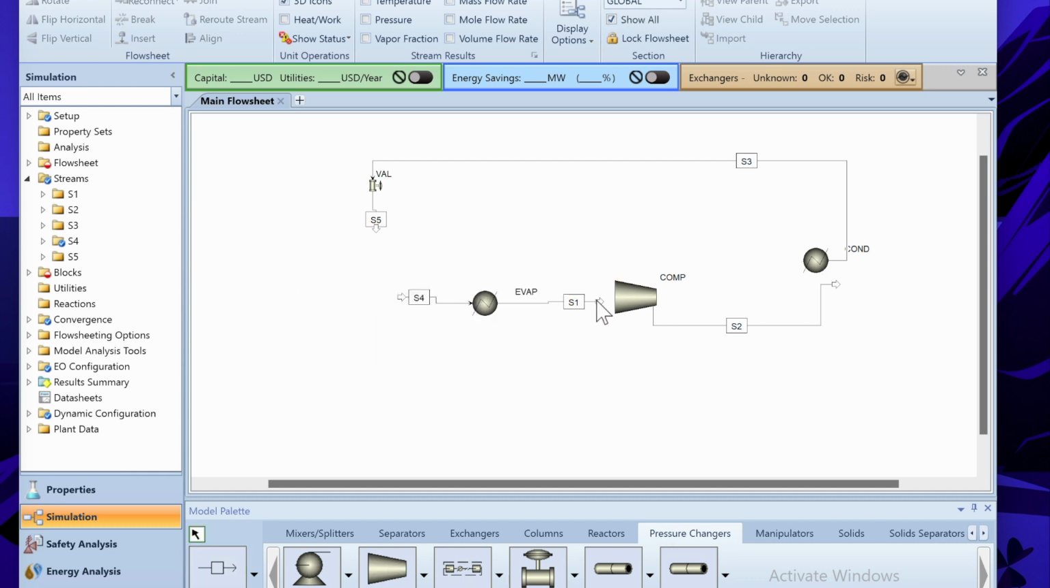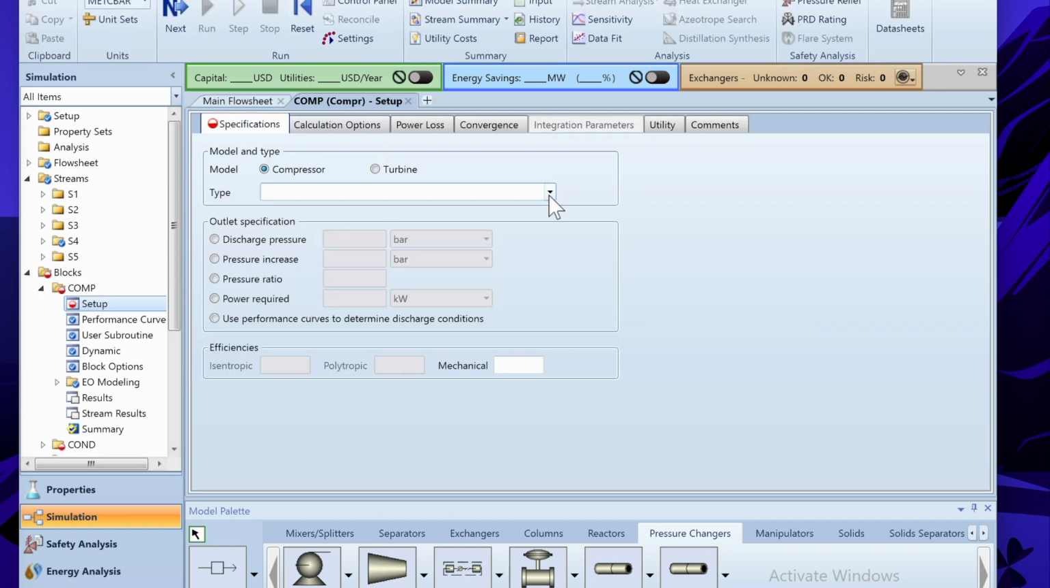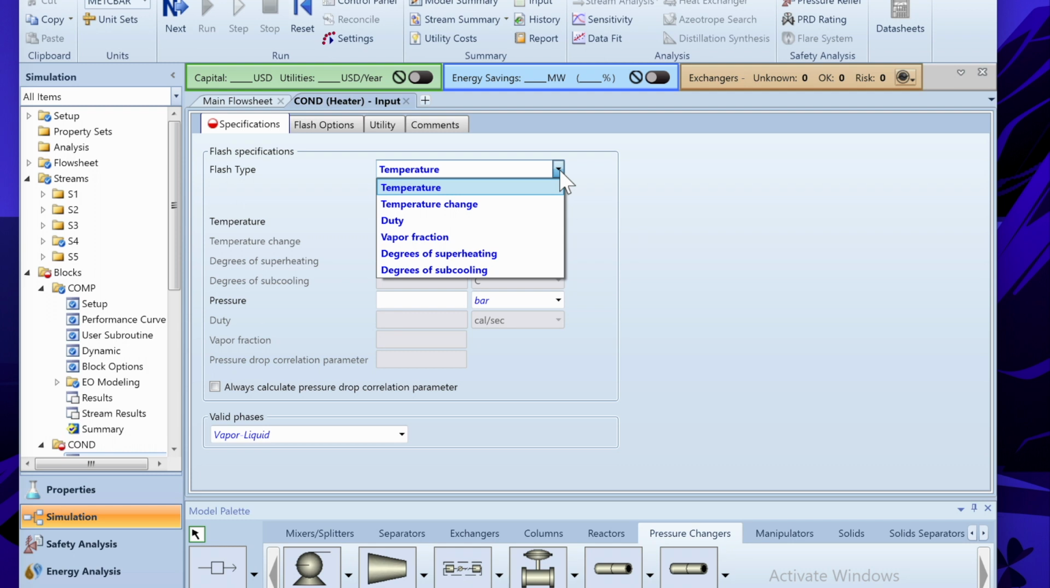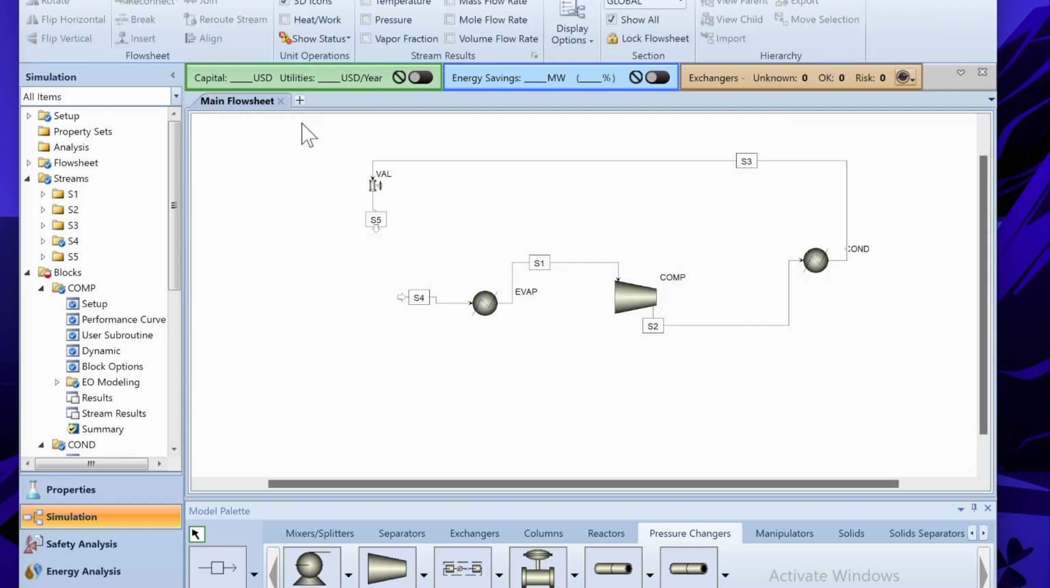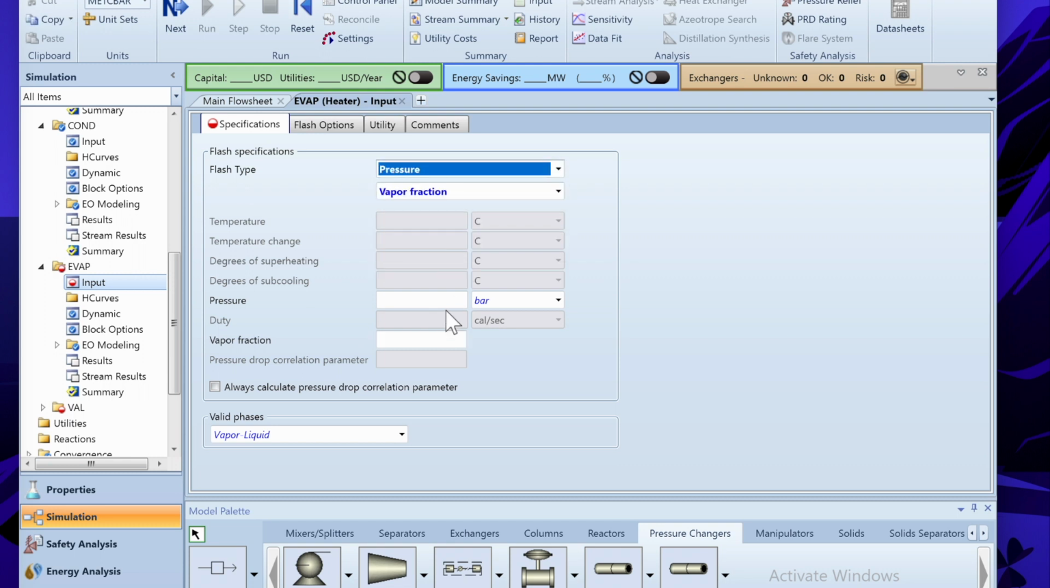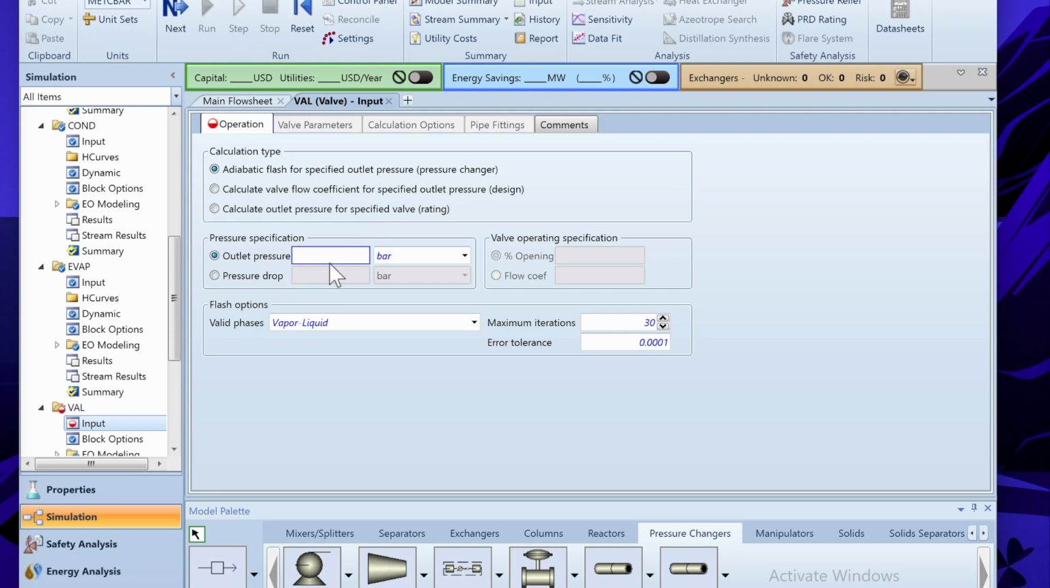Now we connect all the streams to the components. Your compressor is working at 25 bar. For the condenser, your vapor fraction is 0 and your pressure is not changing across the condenser, so click next. For the evaporator also, your pressure is not changing across the evaporator and your vapor fraction is 1. The outlet pressure of the valve is 6 bar, as given in the question. Now everything is completed, so we can run the simulation.